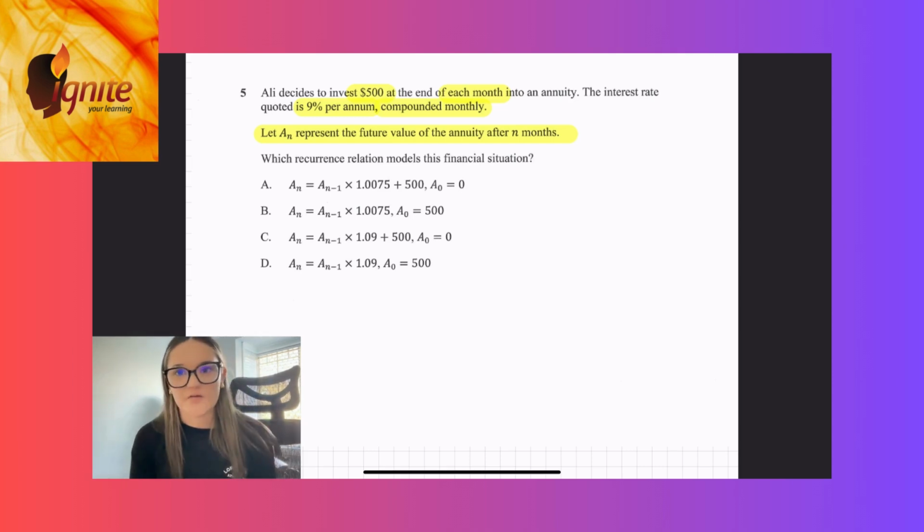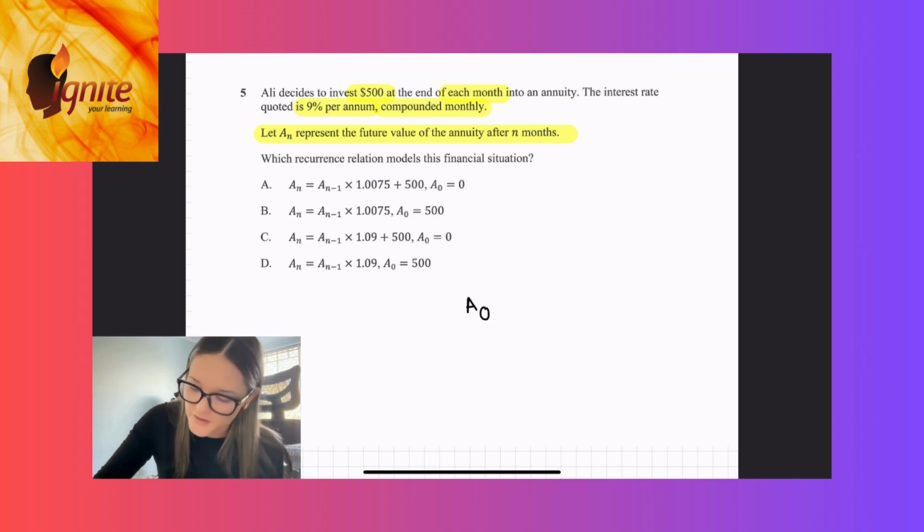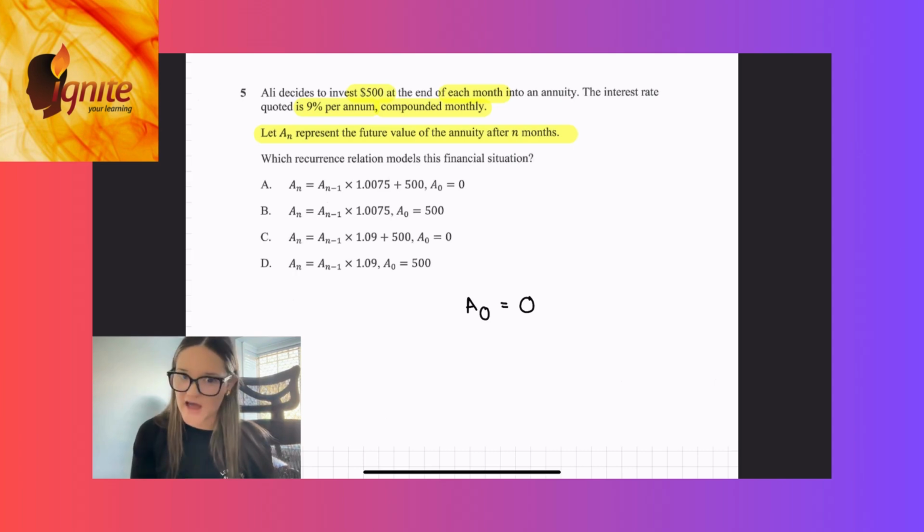So the best way to start off with these recurrence relation questions is find the value of your annuity after 0 months, or when time is equal to 0. So here, because she's investing $500 at the end of each month, after she's been investing for 0 months, she's going to have $0 in her account because she hasn't started investing yet. So we say that A_0 is going to equal 0.